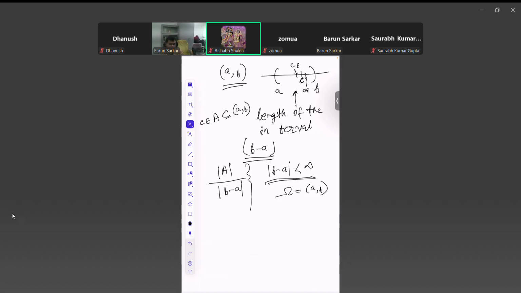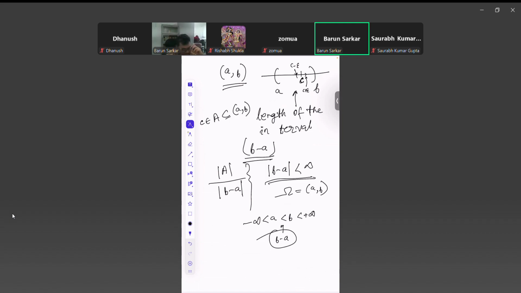Yes, sir. So you see, instead of considering the cardinality of the set, what we are saying is the length of the set, the length of the interval. In any case, A and B are two finite things, so you can always define B minus A. There is no issue with that, right? Initially you have a problem, but the moment I define the length of the interval, I can circumvent that problem.